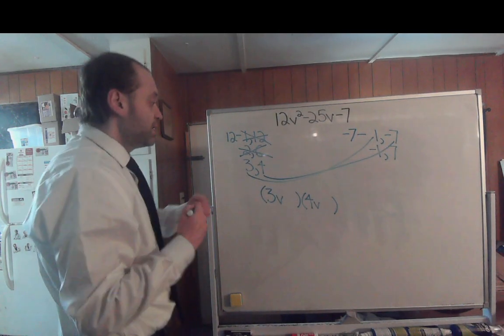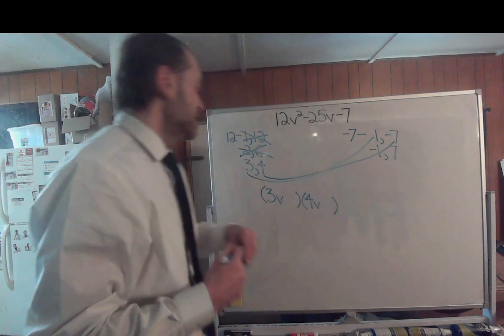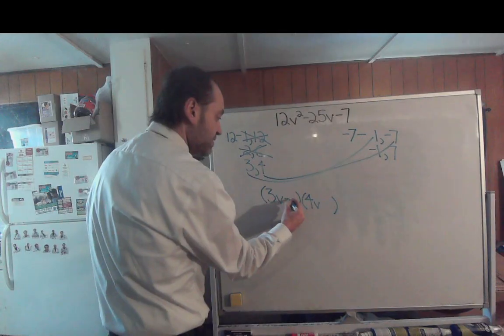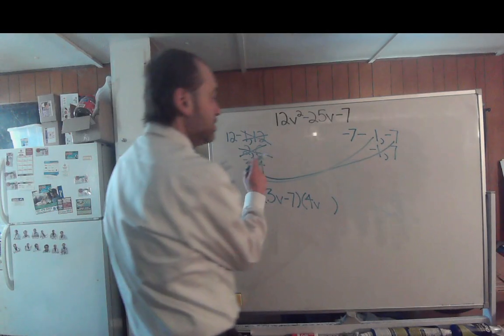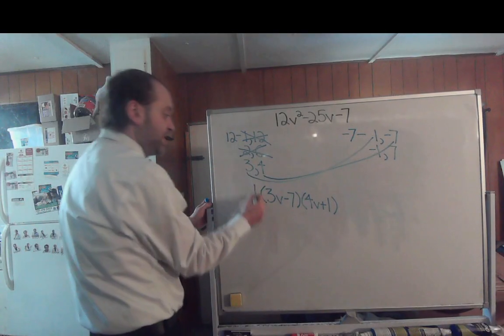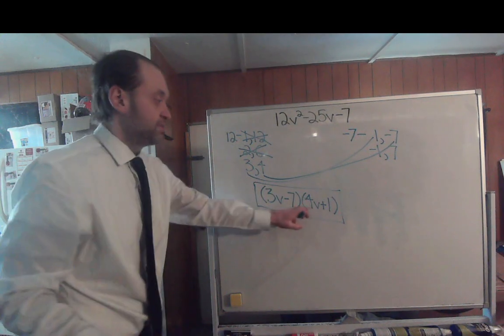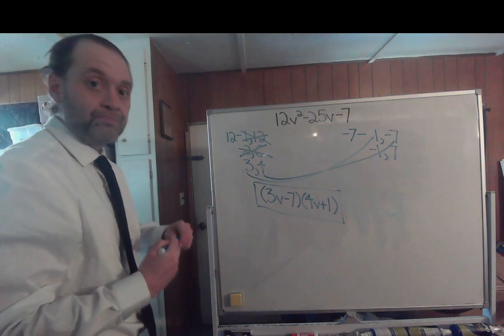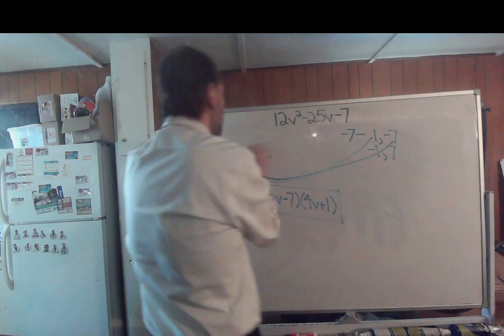Alright, so what did we multiply the 4 by? The 4 was multiplied by negative 7, so the negative 7 would go immediately to the left of the 4v, which leaves your only other factor, positive 1. So this would factor down into 3v minus 7, that quantity, times 4v plus 1. I got one more problem, then we're done.